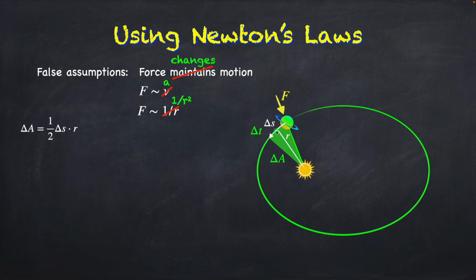The area of this triangle doesn't change, it's still just the area of a triangle, it's 1/2 base times height, but the base is not actually delta S. The base is the component of delta S that's perpendicular to R. So this should actually be 1/2 delta S perpendicular times R.